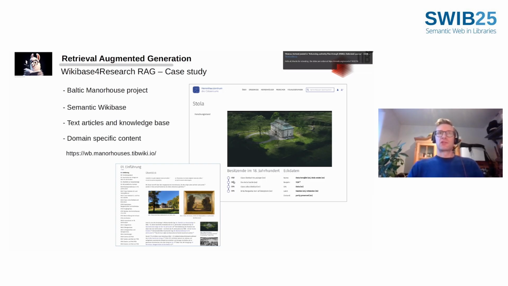And here you see, for example, the combination that we use Semantic MediaWiki to display the information out of Wikibase in a nice way. And we use this data to index all this via the RAG system.